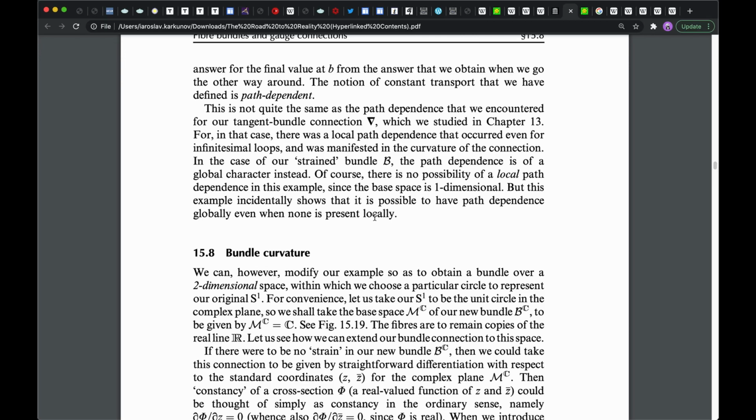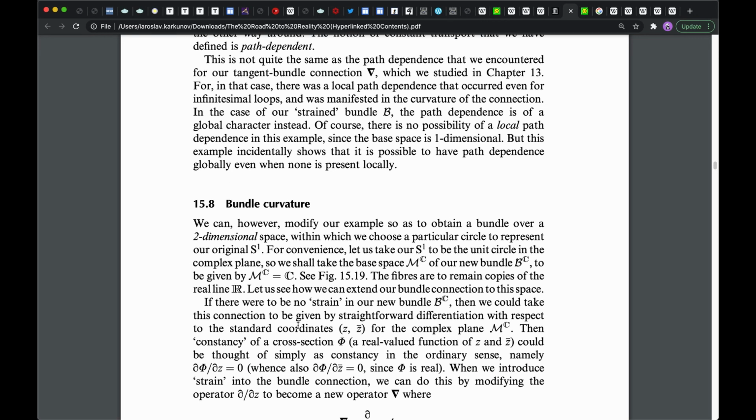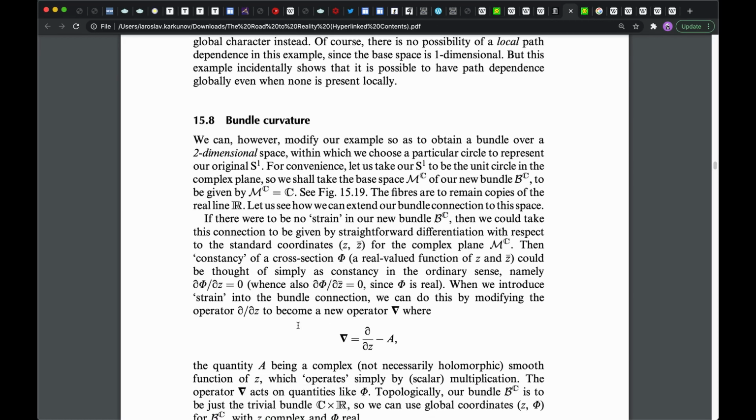Okay, and in the next section we basically substitute the base space, and instead of having just a circle we take the whole complex plane. The fiber is the same, and afterwards we introduce the connection there. So the cross sections of that bundle will be just real valued complex functions like phi here.